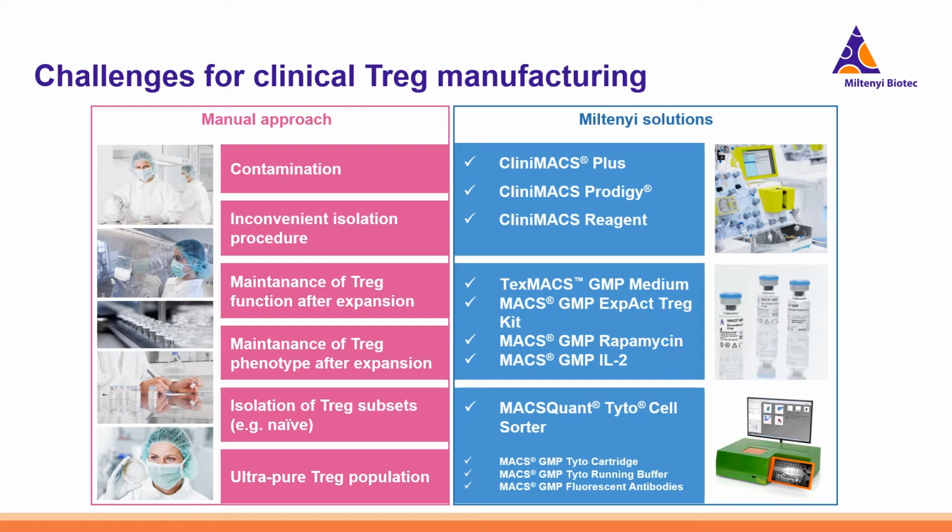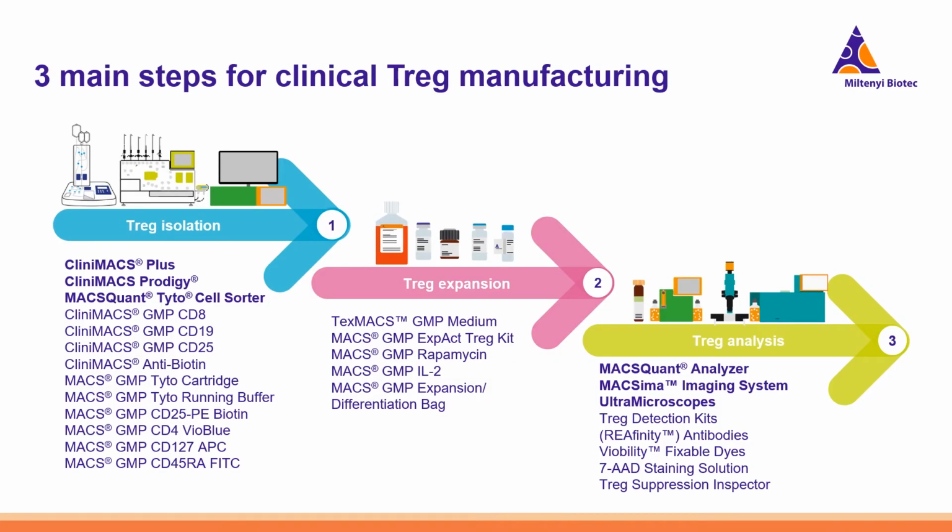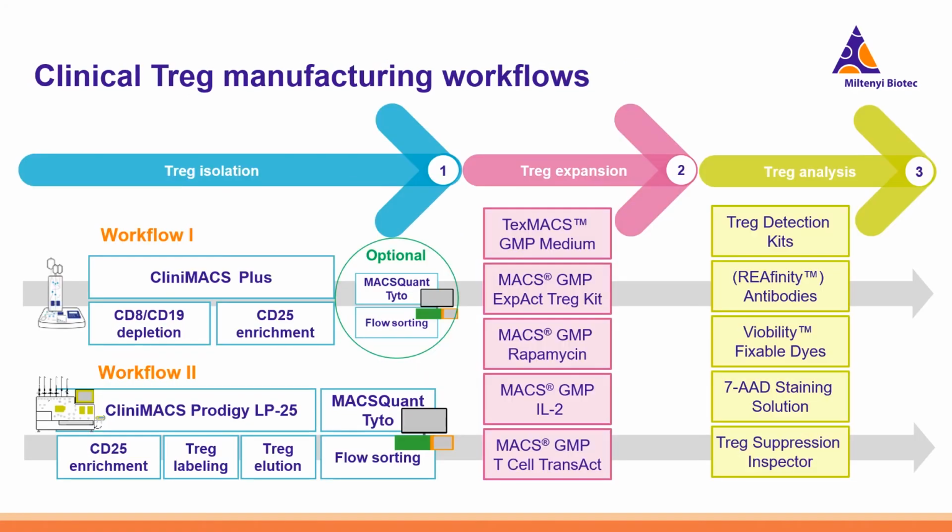In this presentation, I'm going to present most of the solutions that we have in this area for you. Let's start with the clinical Treg manufacturing workflow. There is a three-step workflow for producing clinical grade Treg, which consists of Treg isolation, Treg expansion, and also Treg analysis. As you can see here in this slide, I've sorted all the needed products for this workflow that Miltenyi Biotec provides for you. Here you can see the two main workflows that we offer you according to your application and needs.